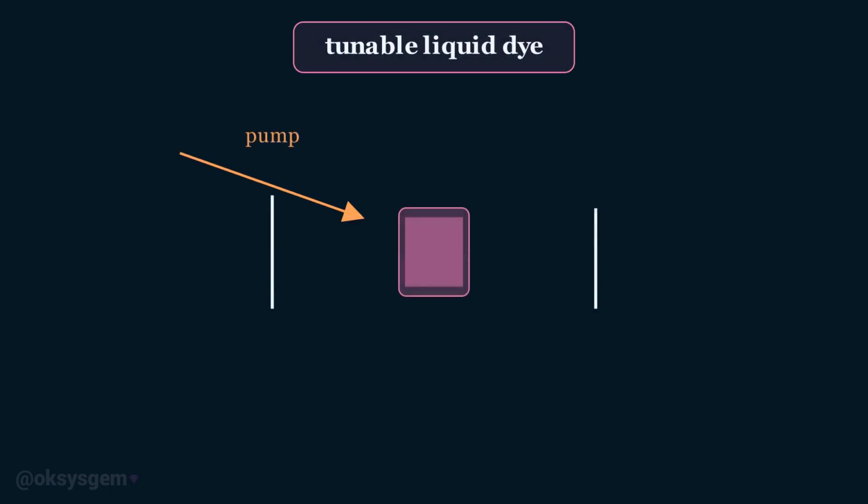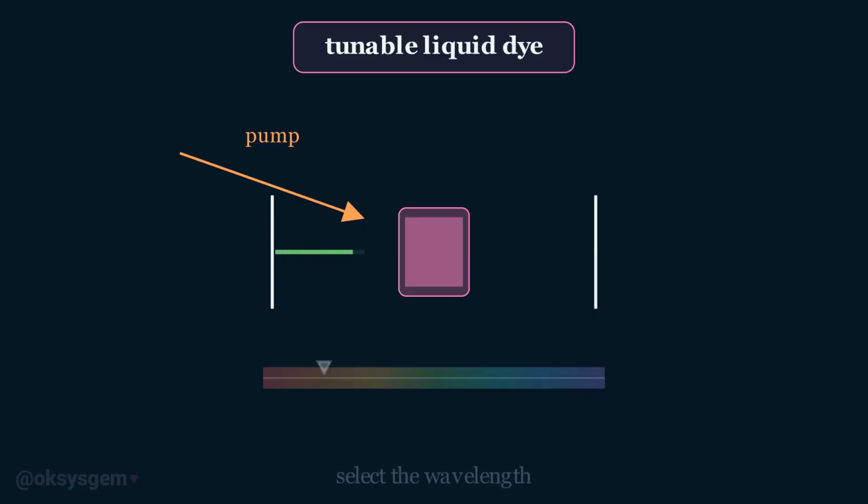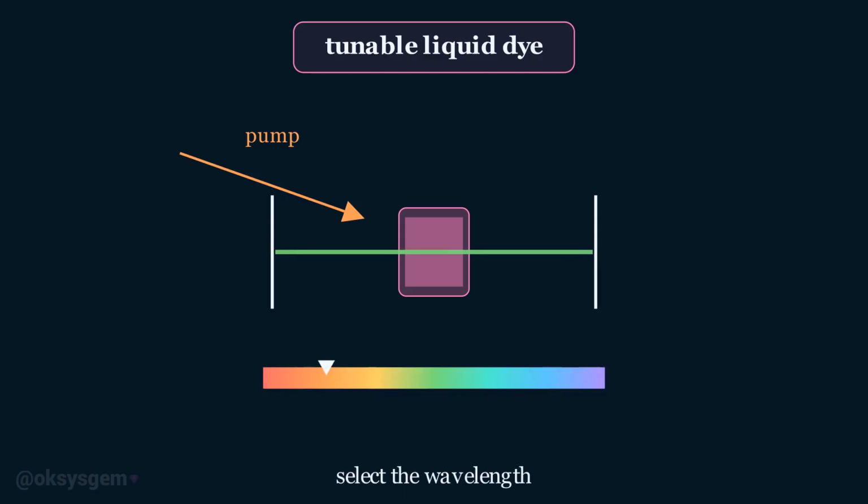These dye molecules have complicated electronic energy structures containing many closely spaced states. Because so many transitions are available, a dye laser does not have to operate at one fixed wavelength. It can be tunable. By changing components inside the optical cavity, researchers can select which portion of the dye's broad emission range becomes amplified. Some dye lasers can therefore be adjusted continuously across significant regions of the visible spectrum.